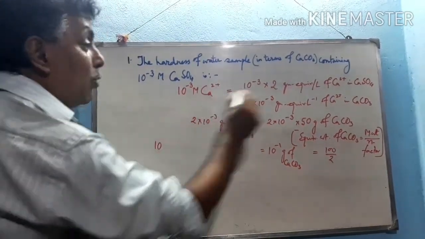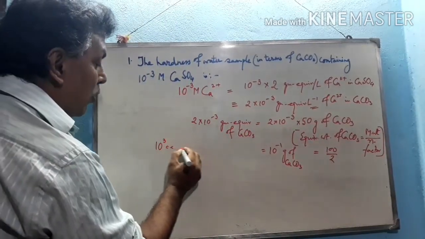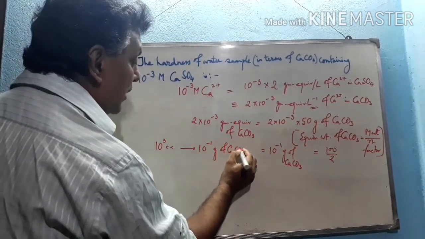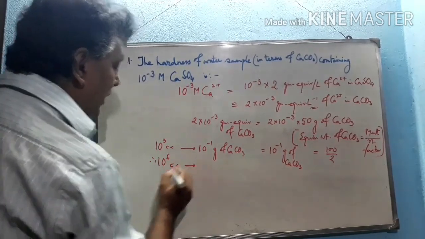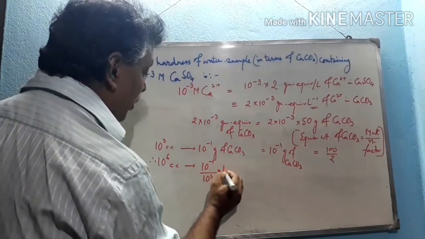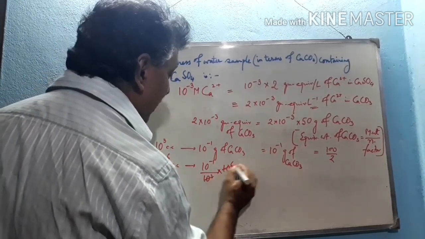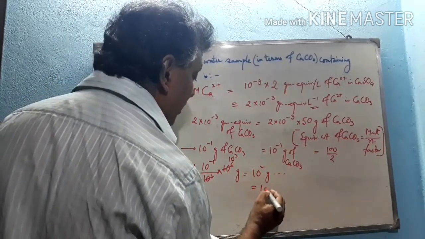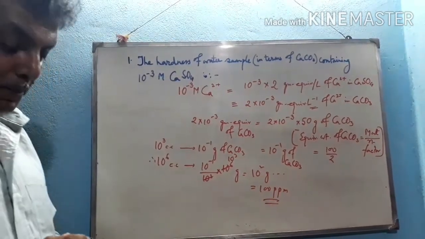Now this is contained in 1 liter of solution. That's why 10 to the power 3 cc contains 10 to the power minus 1 gram of calcium carbonate. Therefore 10 to the power 6 cc, because 1 million contains 10 to the power 6 cc, contains 10 to the power minus 1 by 10 to the power 3 into 10 to the power 6 gram of calcium carbonate. That means 10 squared grams of calcium carbonate, that means 100 ppm. This is the answer for the hardness of that water sample.